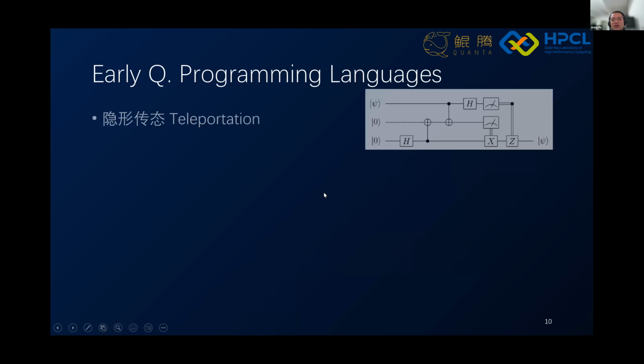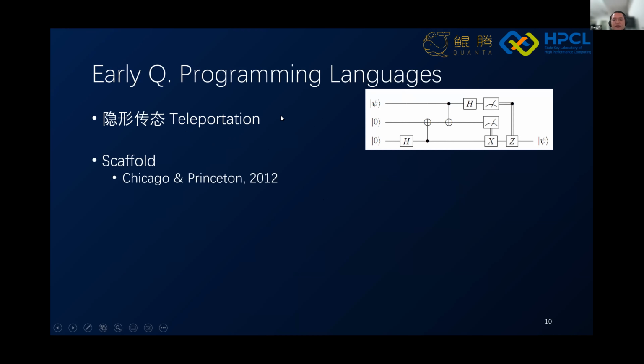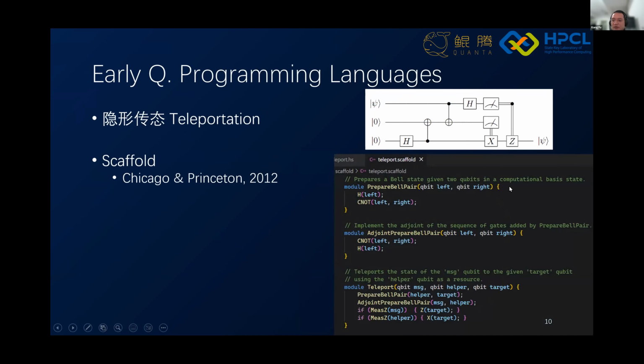So, early quantum programming languages. I will talk about the early programming languages using a simple example, just this teleportation. Scaffold is a very famous programming language proposed by the University of Chicago and Princeton University in 2012. The code looks like this. The first block describes creating a Bell state. This part describes a joint prepare Bell state.